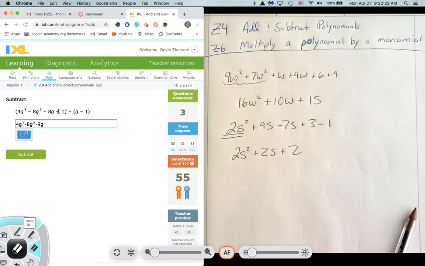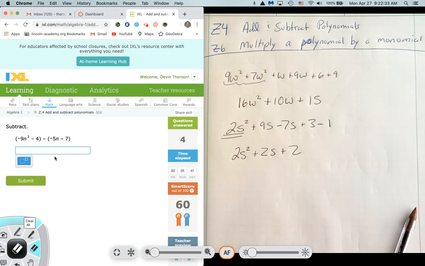So be careful. I have a positive 1 minus a negative 1. So when you're minus a negative, it becomes plus 1. So it ends up being plus 2. And I hit submit. So be very careful just with your signs. I think that's the hardest thing with this one.